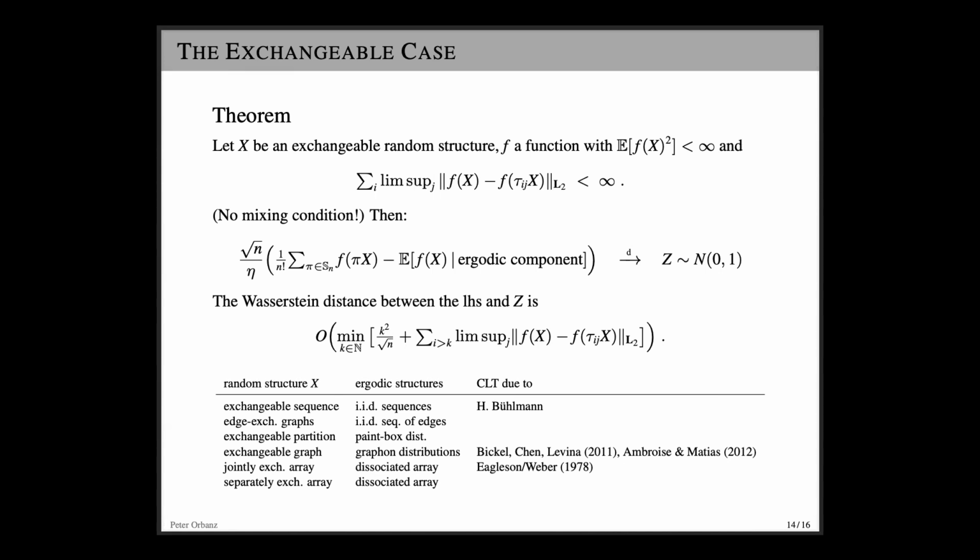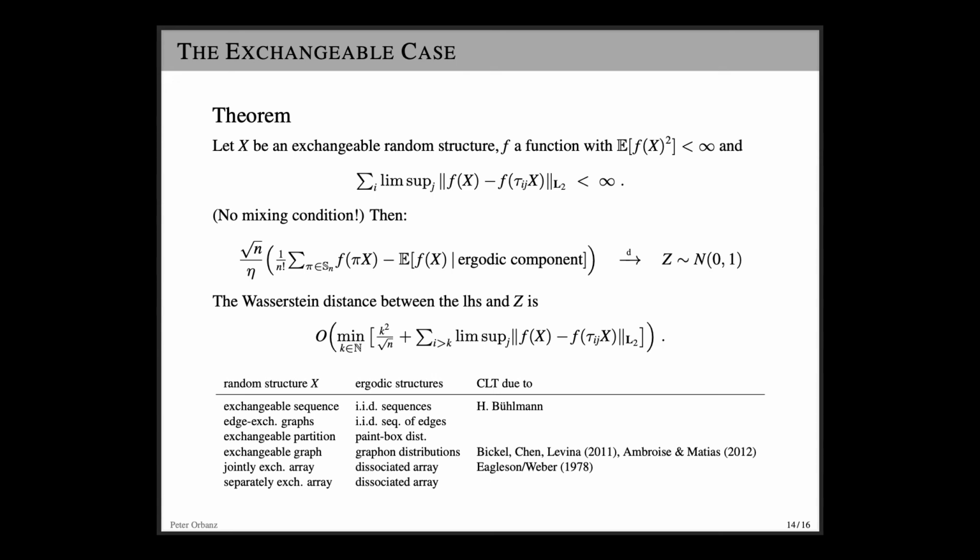Special cases of this are known. For exchangeable sequences, the special case was proven by Bühlmann. This is not Peter Bühlmann, the former editor of the Annals, but his father, Hans Bühlmann. He proved this in the 60s. And then for exchangeable graphs, a couple of authors have looked at that over the last decade: Peter Bickel and co-authors, and Christophe Ambroise and Christine Matthias in Paris.